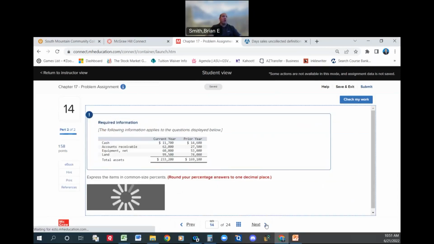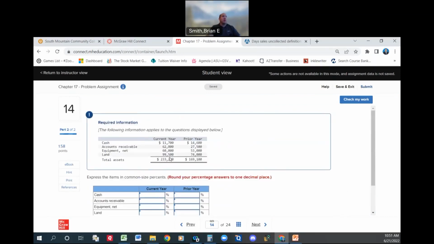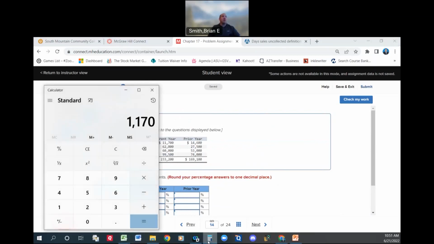Let's look at number 14, which is a linked amount here. Express the items in common size percents. Remember, common size, we're doing it based on total assets. So for our current year cash, we're going to take 11,700 and divide it by 233,200. So our common size for cash is going to be 5%.